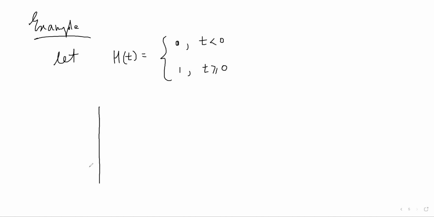Suppose now that you have this function here, h of t. The function h of t is a piecewise function. You've got h of t is equal to 0 when the t values are less than 0, and it's equal to 1 when the t values are bigger or equal to 0. So it's a piecewise function. If you want to sketch the function, it will look like this.